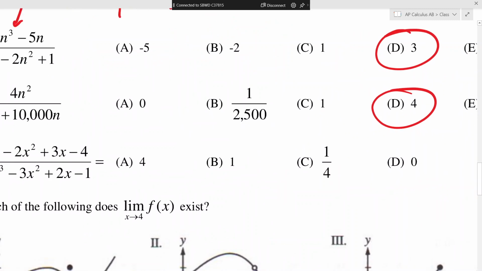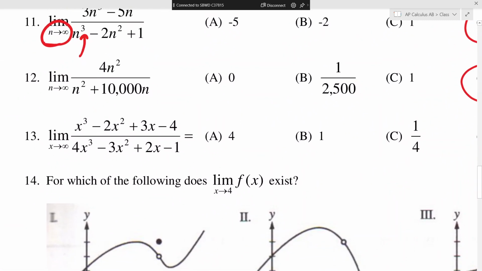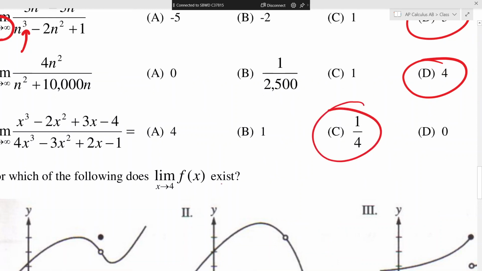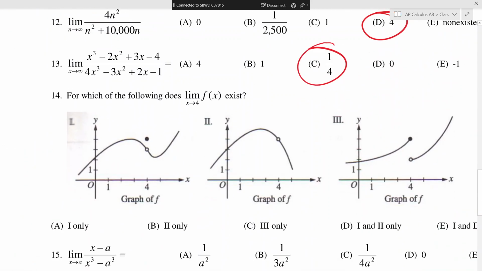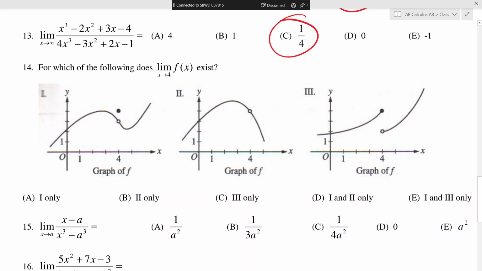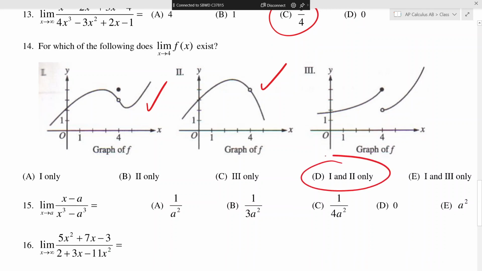Okie dokie. 13 is the same thing. They're both x cubes. That's just going to equal 1 fourth. All right? No work whatsoever. This is what that is. Great. Where does this limit not exist? This should have been an easy one for us. Okay? Oh, does it exist? Sorry. This one and this one. Right? Boom. 1 and 2.